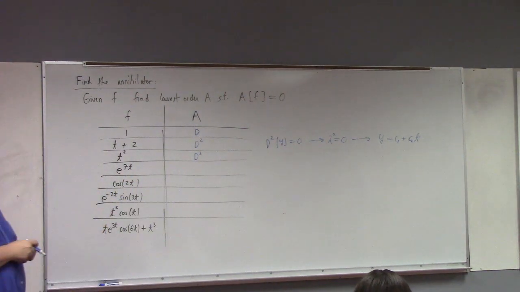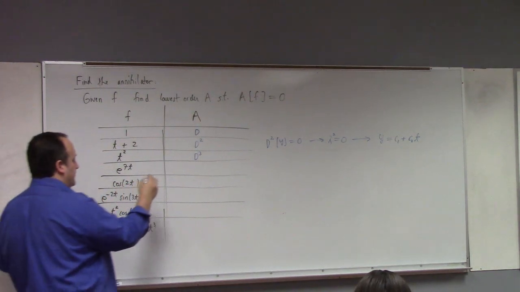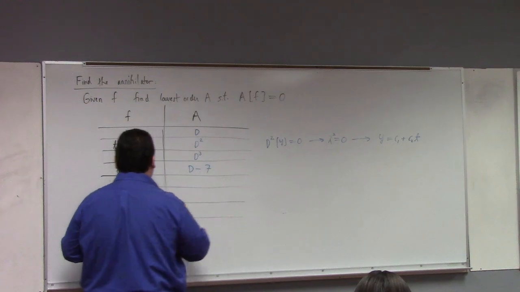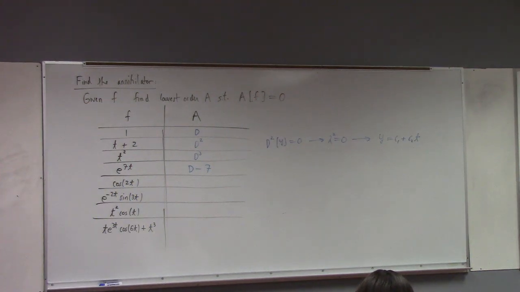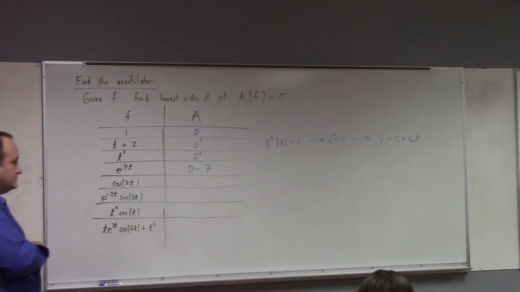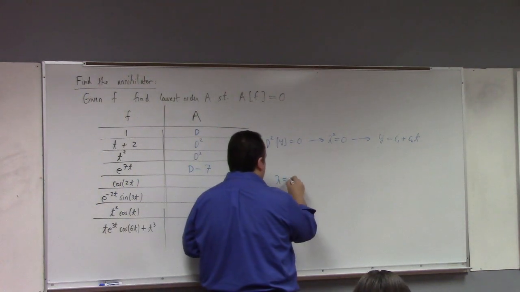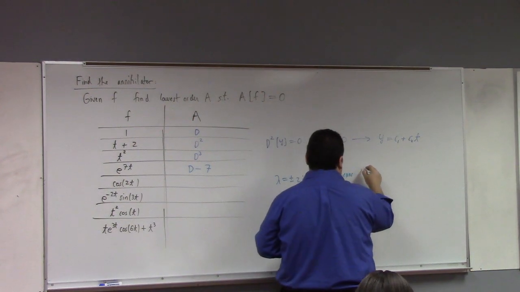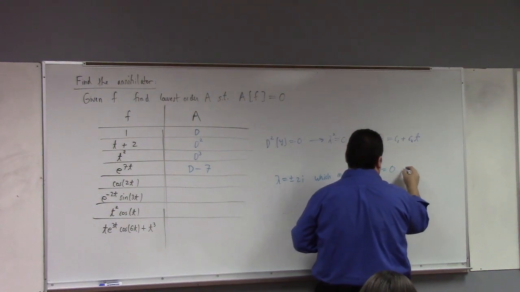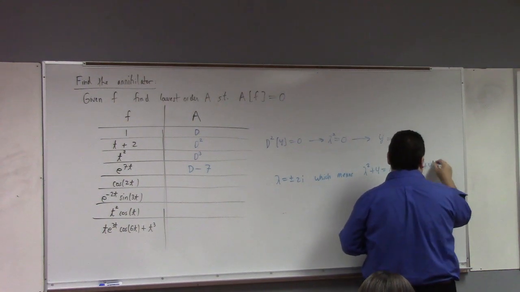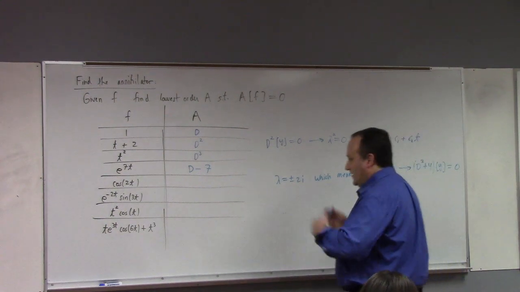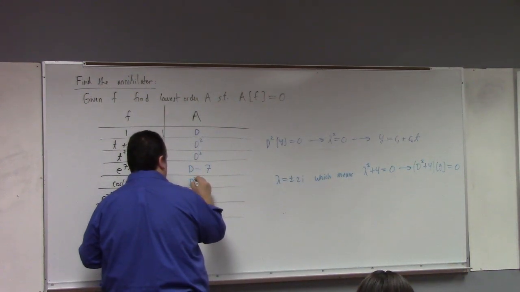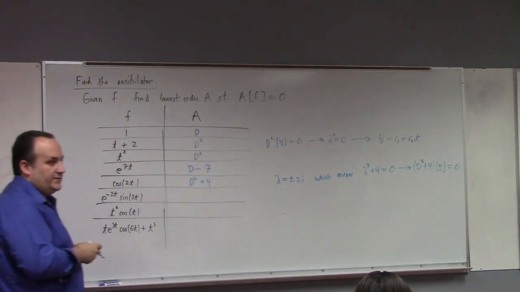e to the 7t. D minus 7, we have a winner. Very good. Cosine 2t. So this is coming from lambda equals plus or minus 2i, which means lambda squared plus 4 equals 0, which is coming from a D squared plus 4 y equals 0 differential equation. So working backwards, yes, D squared plus 4 is the annihilator you're looking for there.